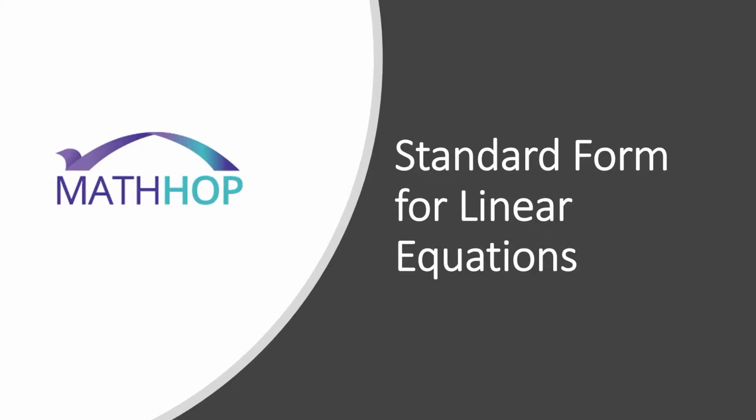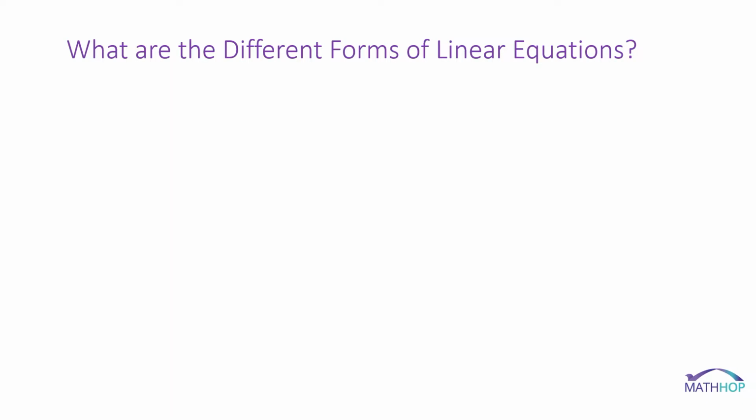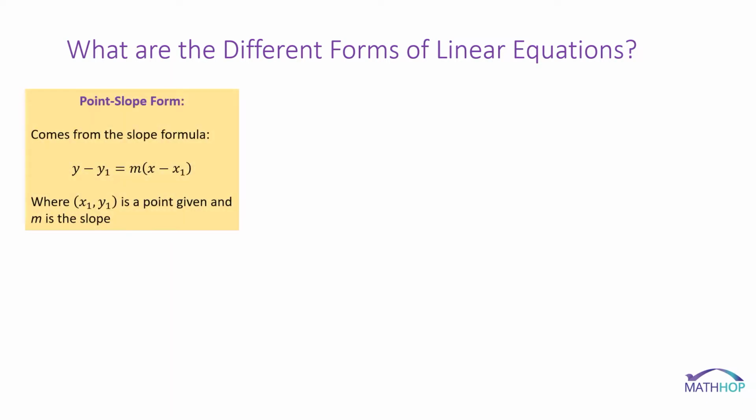Math Hoppers, in this video lesson we will learn how to write linear equations in standard form. So far we have learned two forms of linear equations. We've learned point-slope form, and we've learned that it comes from just rearranging the slope formula. It is y minus y sub 1 equals m times the quantity x minus x sub 1. Remember, x sub 1 and y sub 1 are simply the x and y coordinates we plug in. M is the slope, and y and x are the variables that stay variables in the equation.